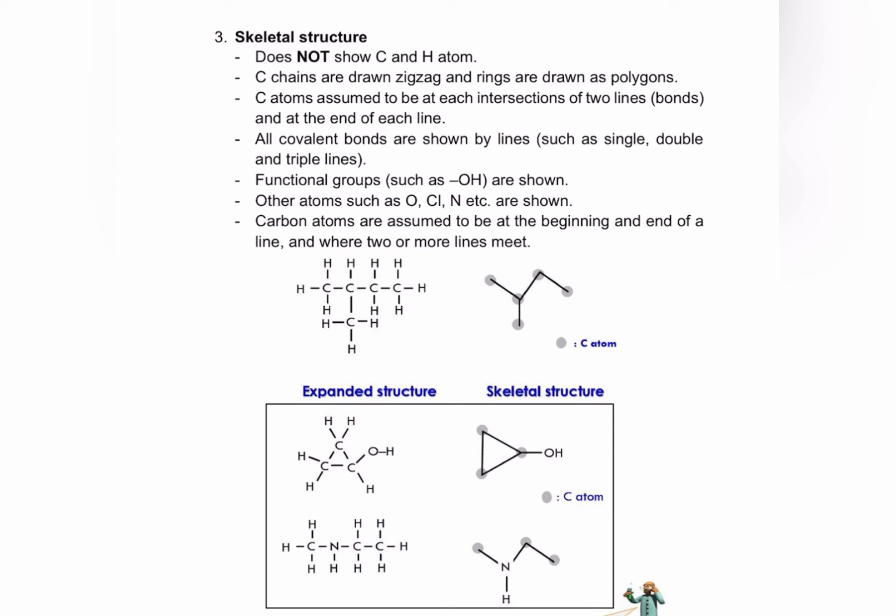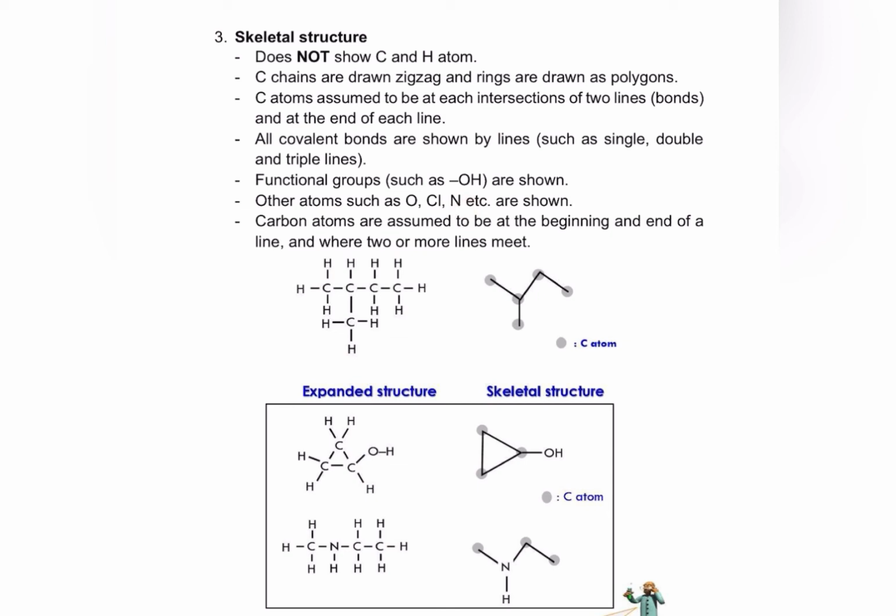So what can you show from here? You can use covalent bonds by showing a line, such as one line for single bond, two lines for double bond, and three lines for triple bonds. And the next requirement: functional groups, such as the OH group, need to be shown. And other atoms such as O, Cl, and N atoms, you need to show as well. So how do you indicate that?